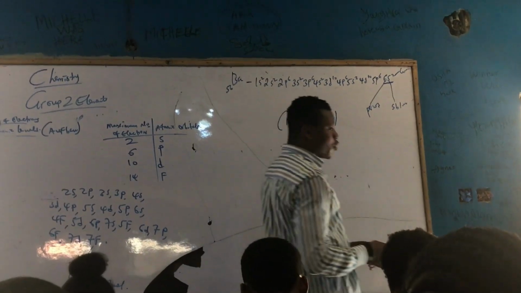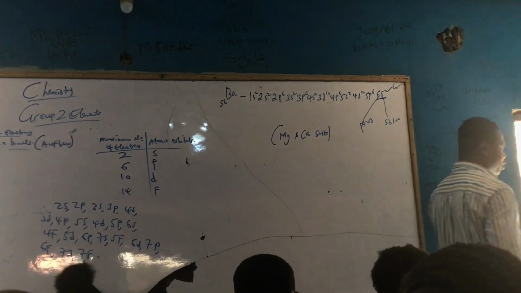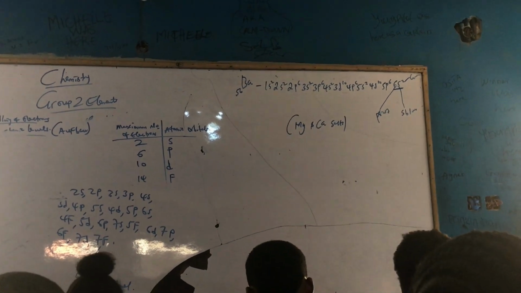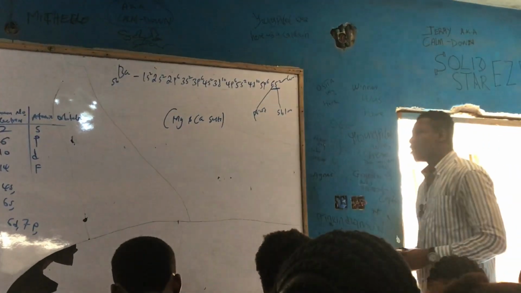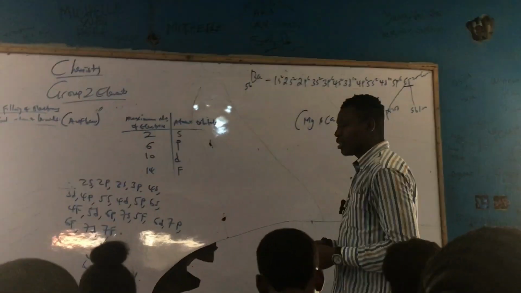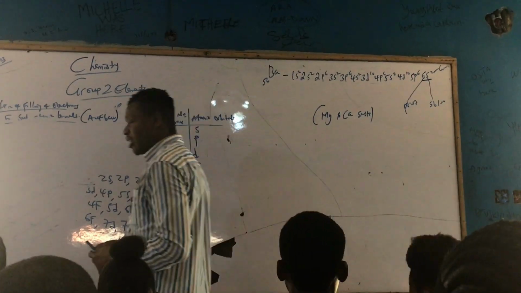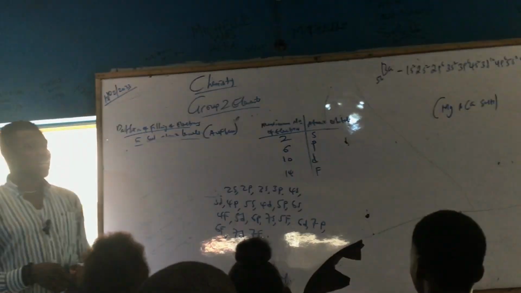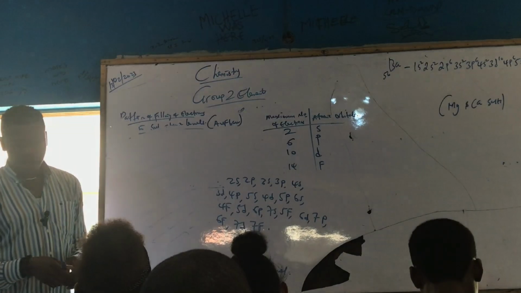The salts of group 2 elements, magnesium and calcium salts, cause hardness in water. And this hardness could be temporary or permanent.